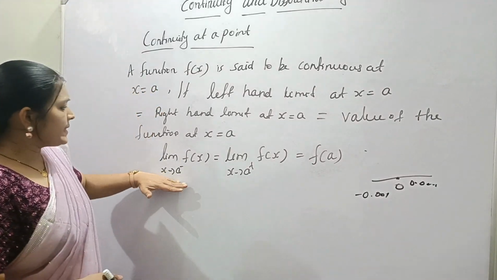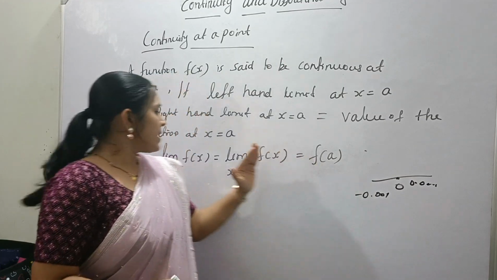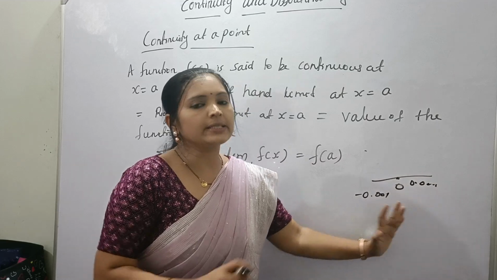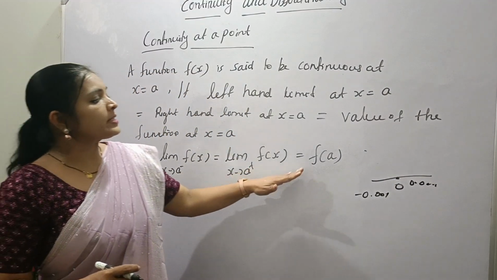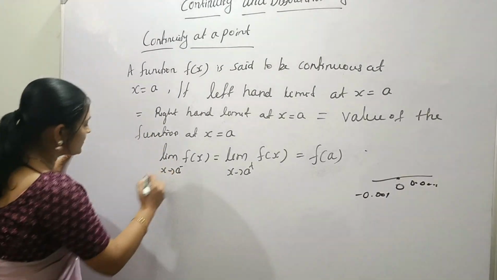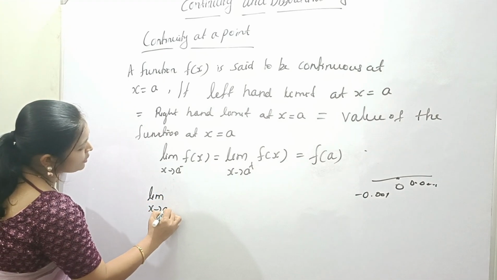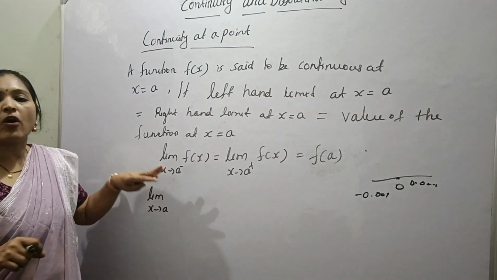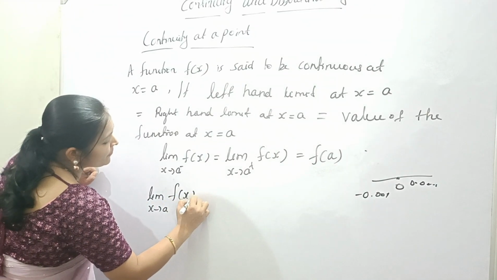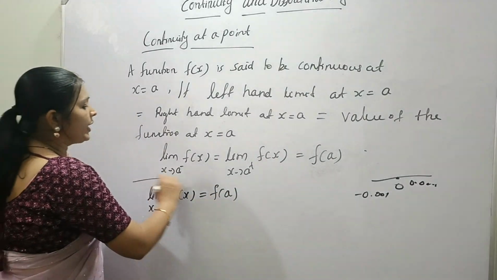So x tends to a minus means the values are left of a, and limit x tends to a plus means values after a, that is greater than a. That should be equal to f of a. This is the definition of a continuous function. Or we can write it as an equation: if limit x tends to a of f of x exists and limit x tends to a of f of x is equal to f of a. It is very important.